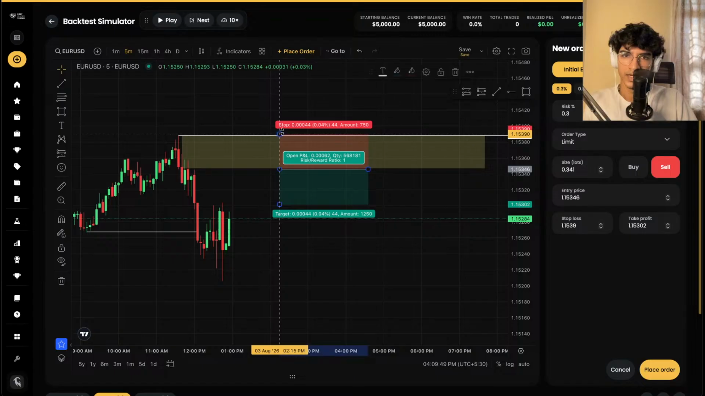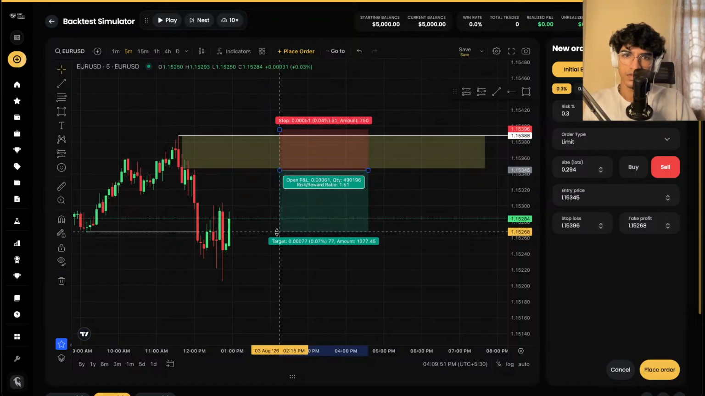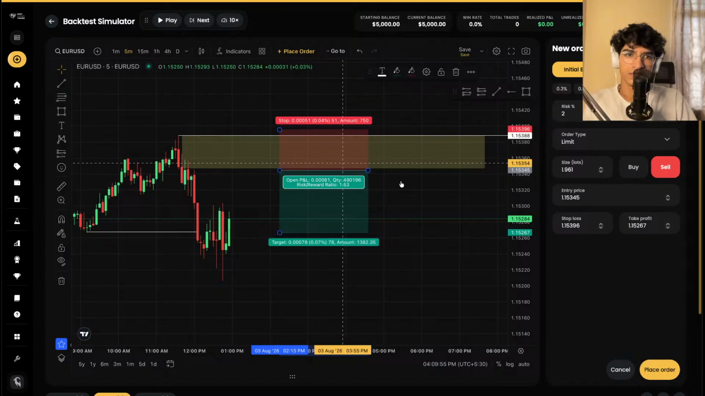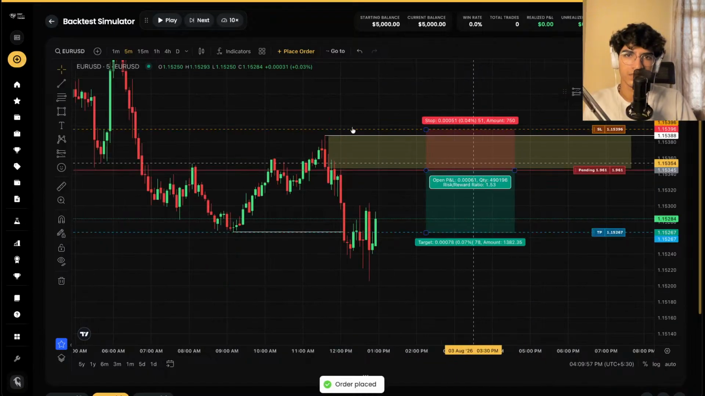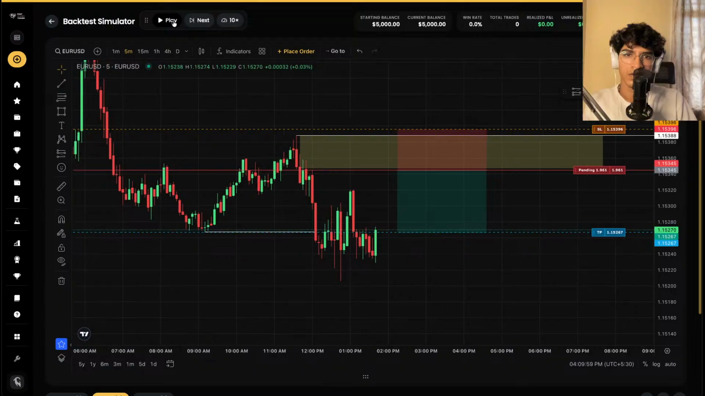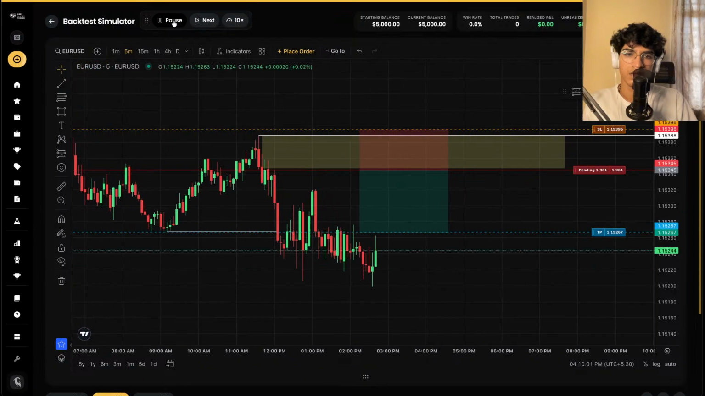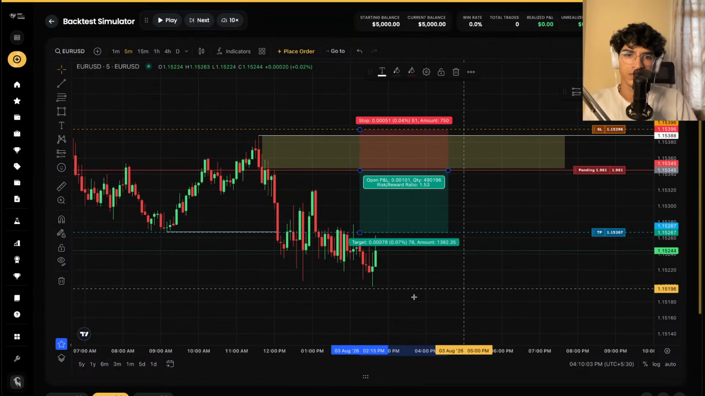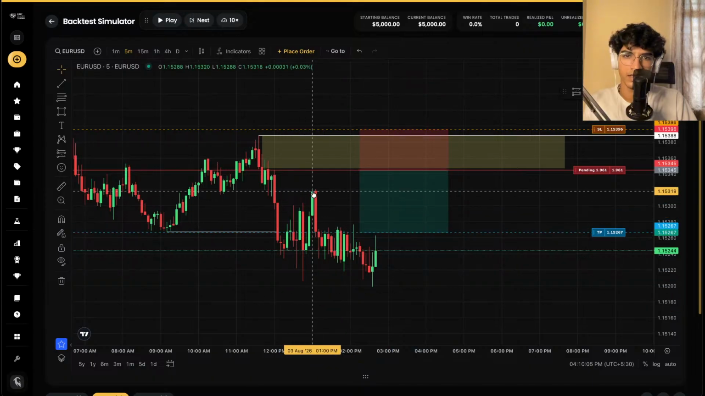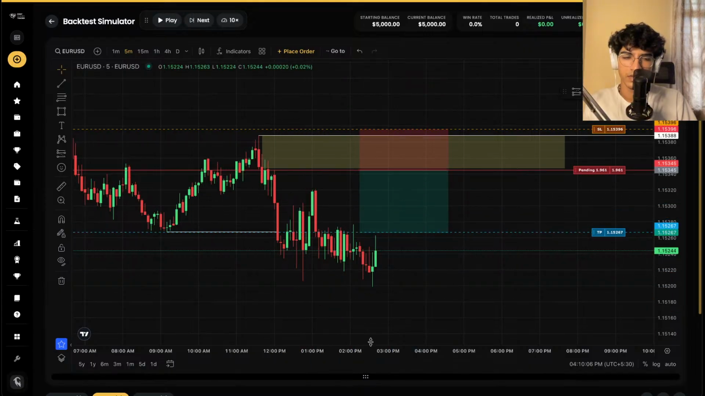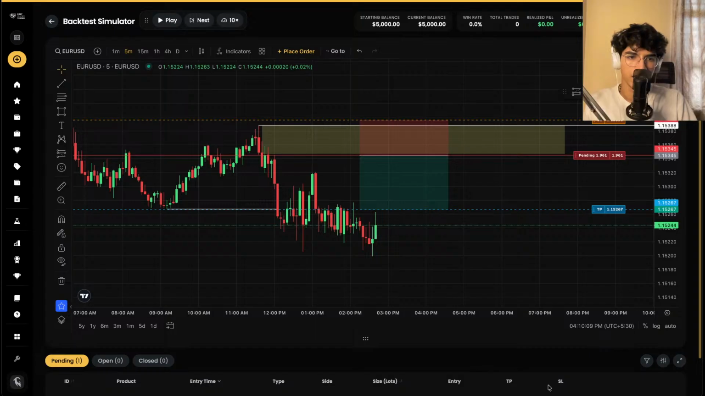Okay, we'll enter here itself. Let's see what's gonna happen. We'll be risking 2% as I do. Okay, the price hasn't given us entry. The price came till here but it rejected. We are not getting any entry here. I'll cancel this.